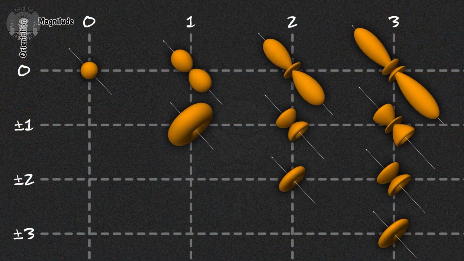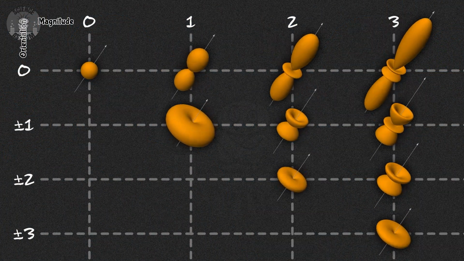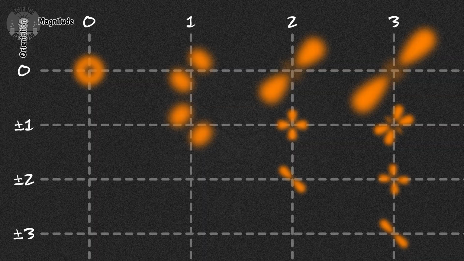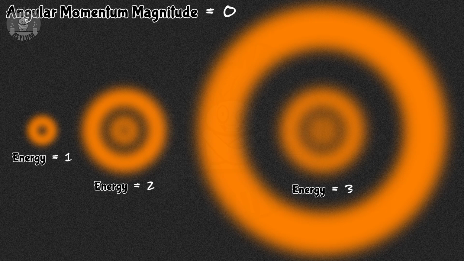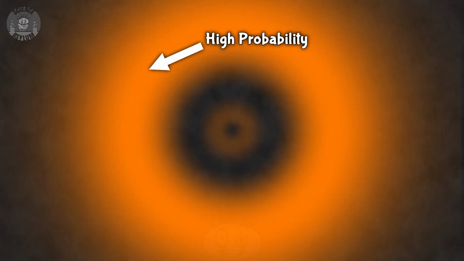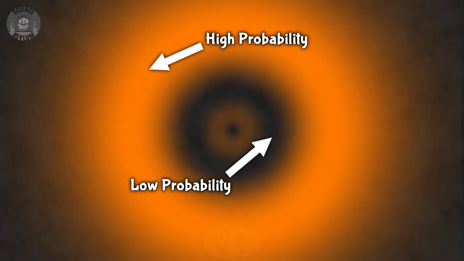So what's an atomic orbital? A quantum state of probability. The angular momentum tells us the shape. The energy fills the volume of that shape with detail and gives us an idea of size. Brighter spots are where you're more likely to find an electron. Darker spots are where you're less likely to find one.